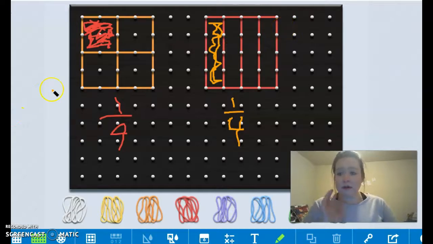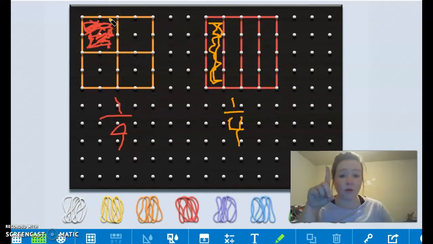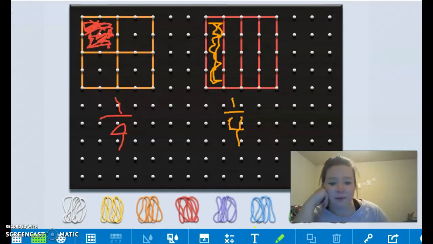Now, those pieces don't look the same. But they are the same size. They just look different, okay? They are both equivalent to 1/4 of your square because your square is equivalent. Both of these squares are the same size. And then 2, you have each square cut up into 4 pieces, okay?